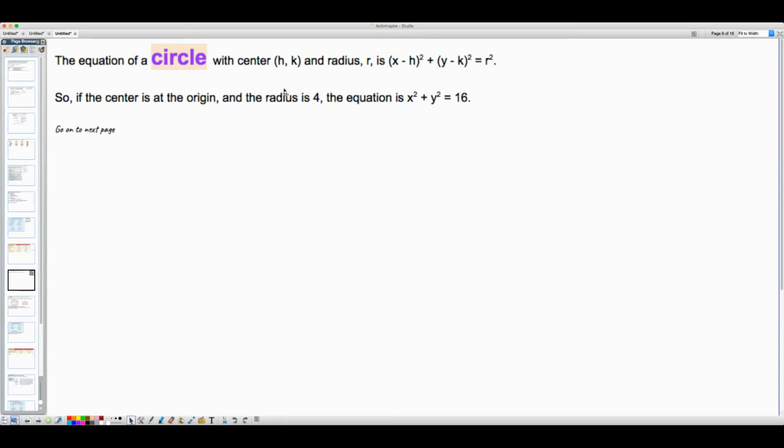Circles. Circle is of the form x squared plus y squared is equal to the radius squared. And actually it's like this, where h and k is the center.